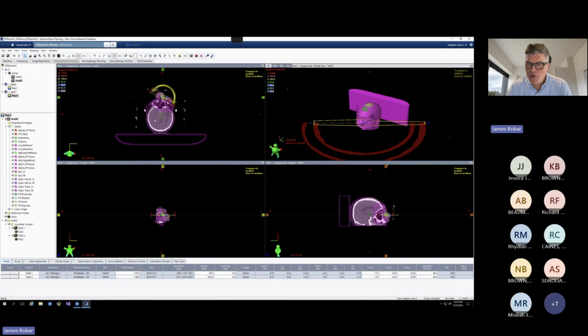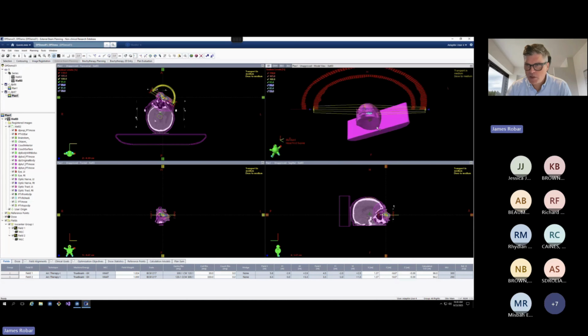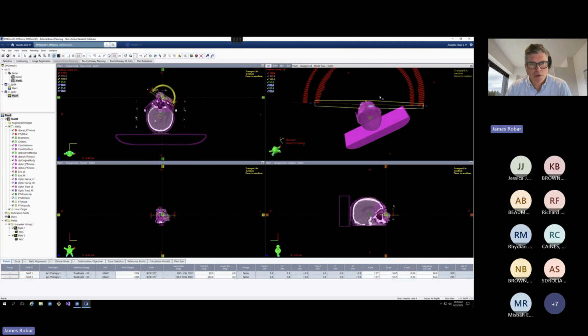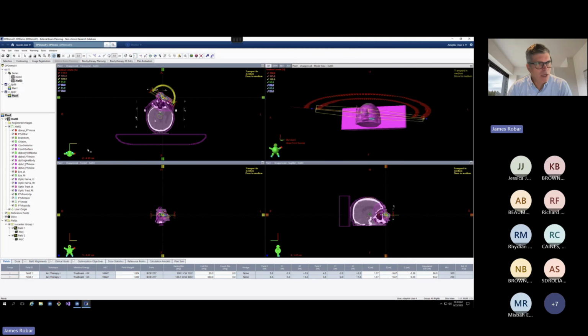You can see our 2 partial arcs here. Again, the tangent to the target volume was determined, and the partial arcs were based on that. You can see the same tuning structures here have been added to our structure set. Let's have a look again at the dose distribution, and I'll turn off the arcs just for clarity.